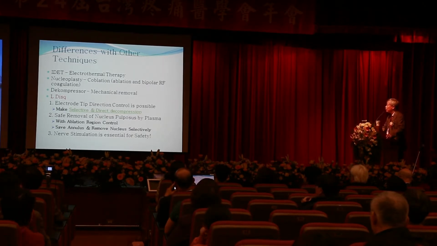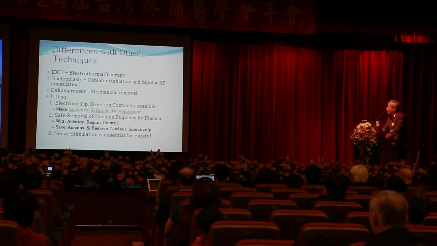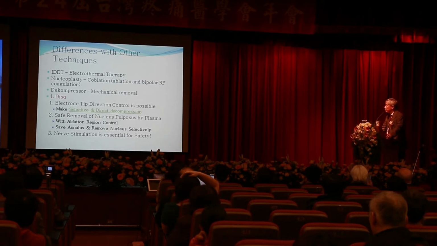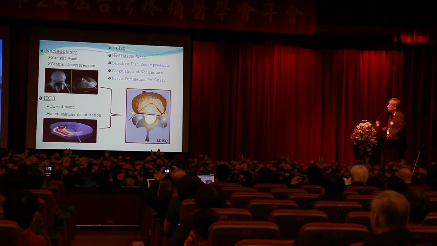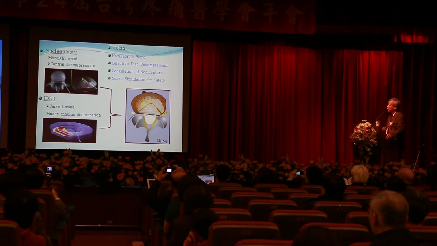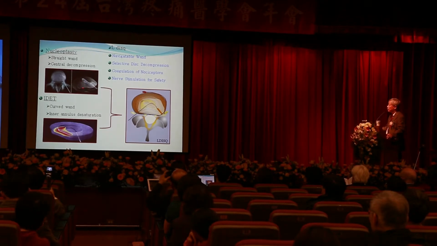And also safe removal of nucleus pulposus by plasma is possible with ablation region control. And we can save the nerves and remove tissue selectively. And we use nerve stimulation for safety. So here we see the nucleoplasty. You use a straight needle, so you can approach the posterior part of the disc.